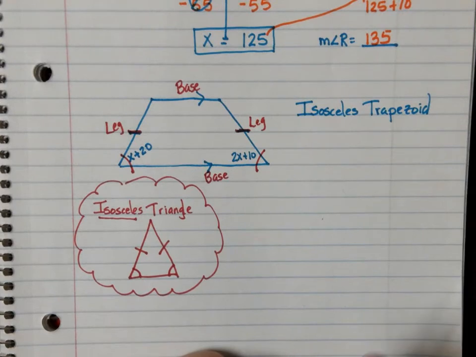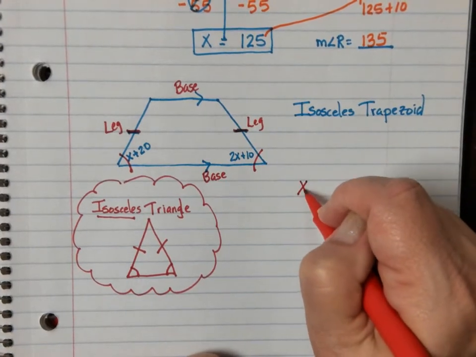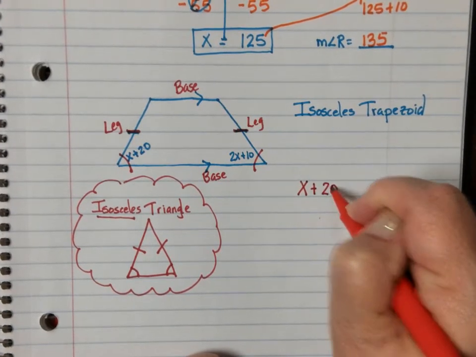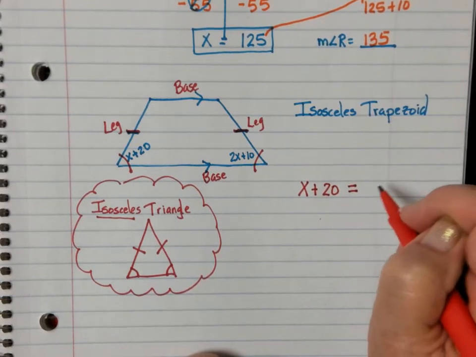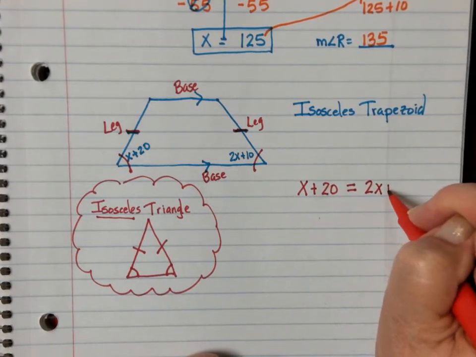So since those are congruent, we would write this equation. X plus 20 equals 2x plus 10.